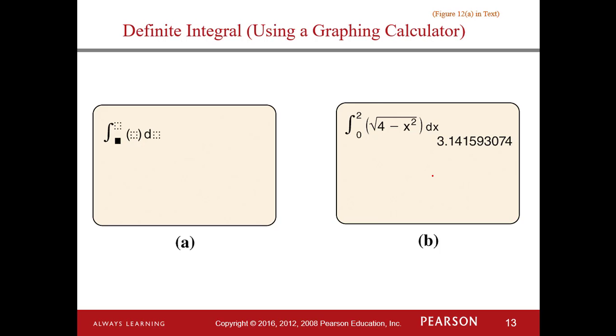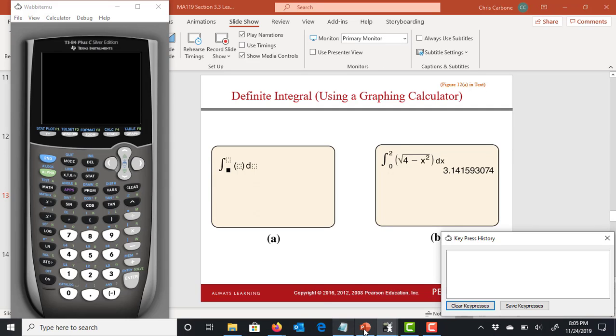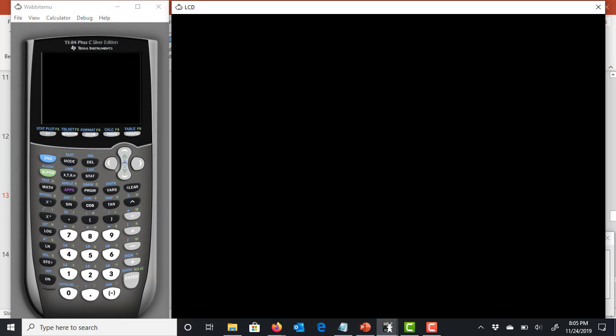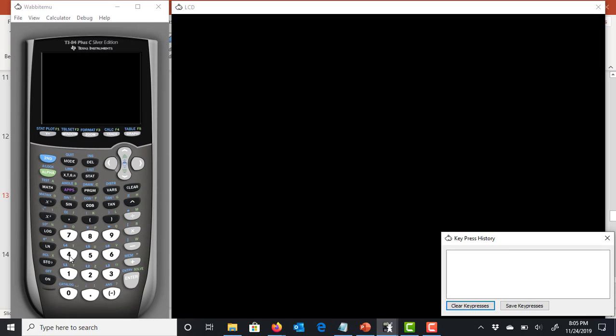Now, mind you, we could always do these calculations by hand, but we could also do it on a calculator. So for example, let me just show how to do it using a TI-84 Color Edition. Let me pop that up here on the screen.